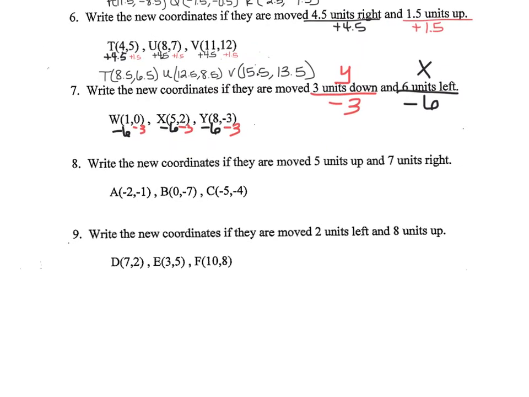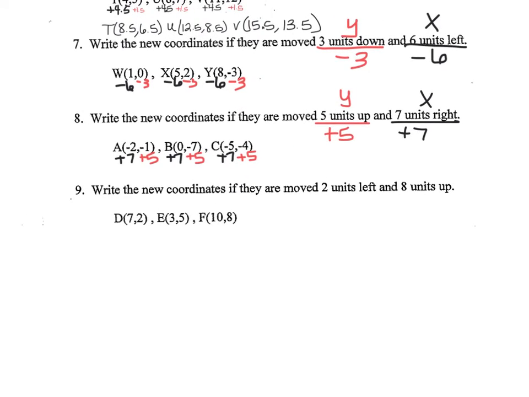Again, on number 8, they switched them around. They gave you the y value first, but we're going up. That's positive, so plus 5. X values to the right, plus 7. So plus 7 first on your x's, plus 5 on your y's.